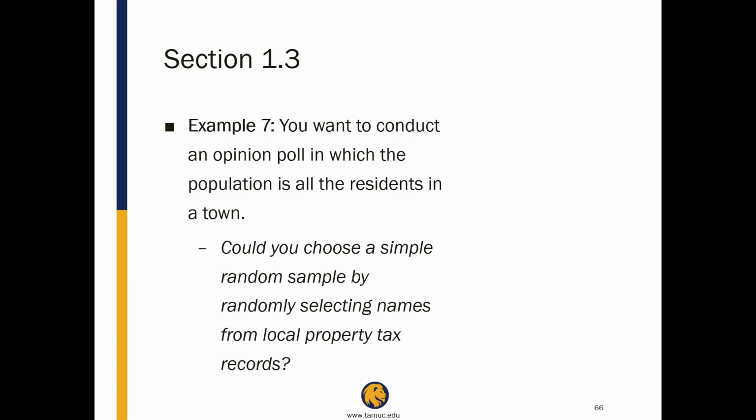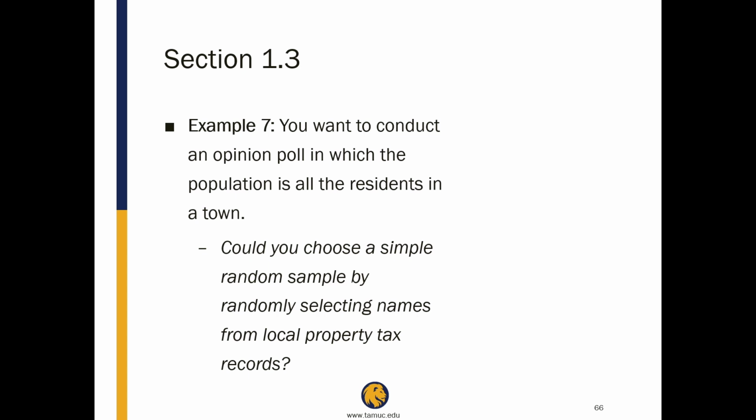And so here's one way where it could fail to work if we're not careful. It says you want to conduct an opinion poll in which the population is all the residents in a particular town. Could you choose a simple random sample by selecting names from the local property tax records? Let's think about it. So what's the population here? It's all the residents in a particular town. Now they're choosing them at random, so they're not picking them out on purpose to bias it in any way.